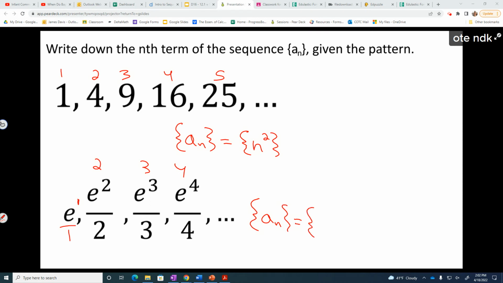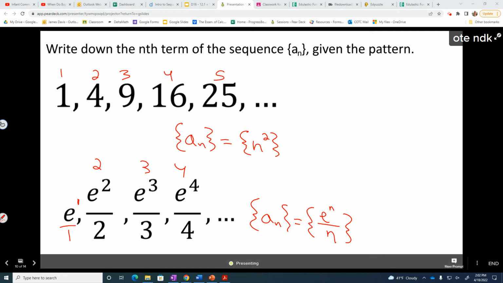equals, and then what's our sequence there? E to the n power over. Good. E to the n over n. All right, not bad so far. Try a couple more.